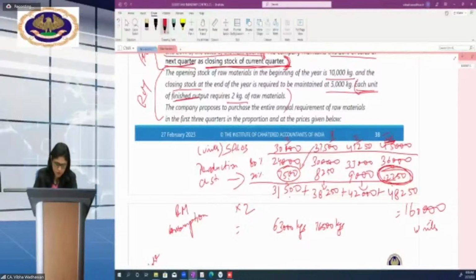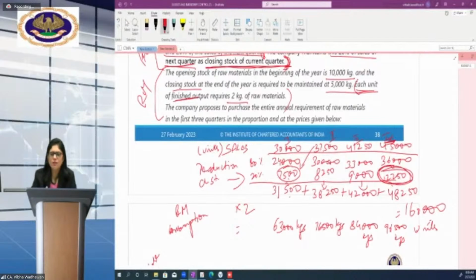For the third, any answers coming or should I calculate? 42,000 into 2, 84,000. And for the last quarter, 48,250 into 2, 96,500 kgs. So this is the total consumption of the raw material quarter-wise.